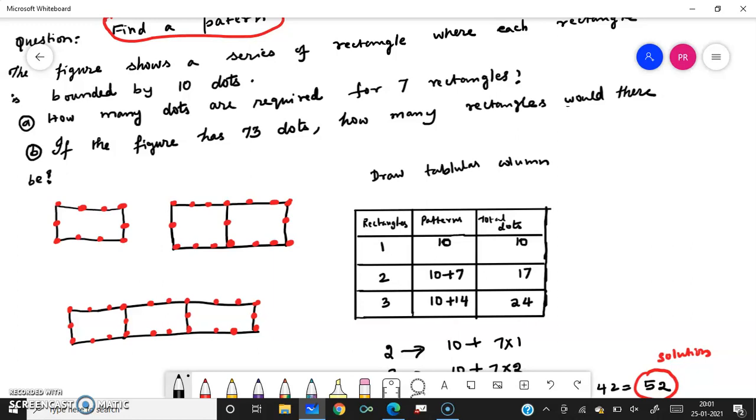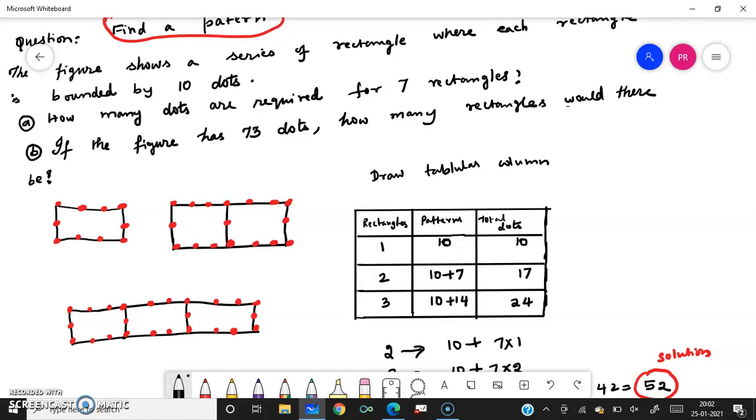First one is one rectangle. How many dots are there? 10. Dots is 10. Make a pattern out of it. Second one is, two rectangles are there, and then you can make a pattern. How we got it? The previous one was 10. 10 plus 7, total is 17 dots.